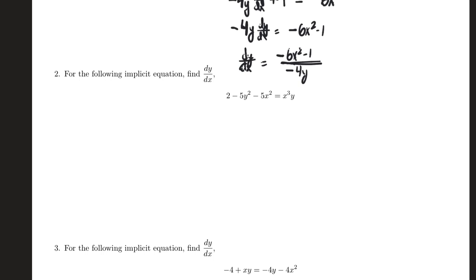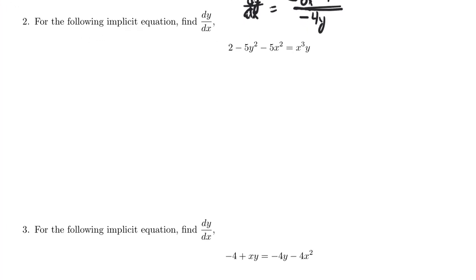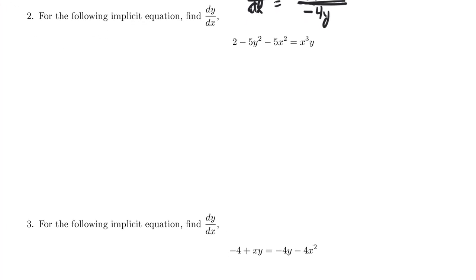Right, for question 2, same thing. The only thing we have to be careful with is that on this right-hand side, we have x cubed times y. So I have to remember to do the product rule when I get to that part. Everything else is going to be similar. Derivative of 2 is 0, so that goes away. Derivative of minus 5y squared is minus 10y. But again, it's a y, so I have to put that dy dx after it. All right, 5x squared is just our normal minus 10x.